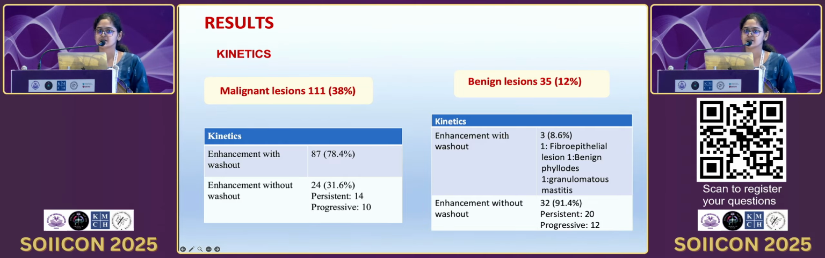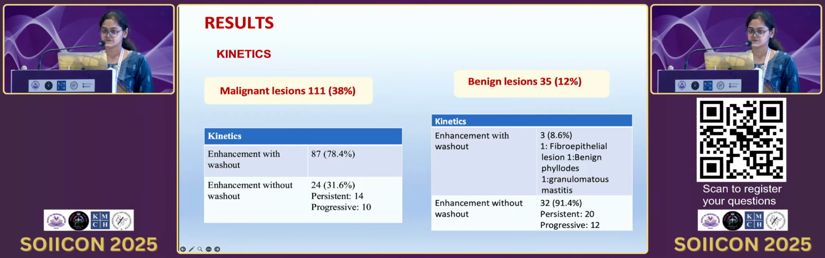Next, the kinetics. Although contrast enhanced mammography is not based on dynamic role as in MR, we borrowed some MR terminologies for kinetic pattern, that is persistent enhancement and progressive enhancement. Contrast enhanced mammography cannot give kinetic curves as in MR. So we used the terminologies as persistent if the enhancement pattern is same throughout the views until the study is over, and progressive, if the enhancement pattern increases as the views we obtain.